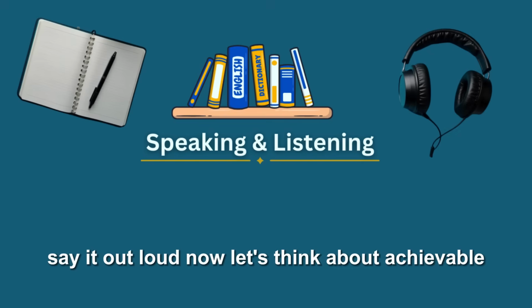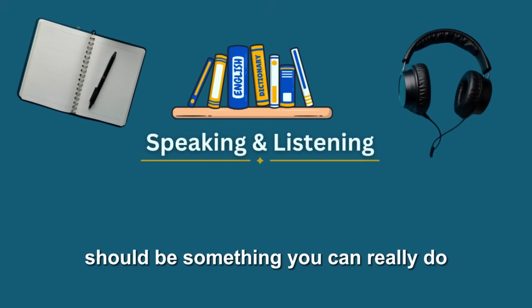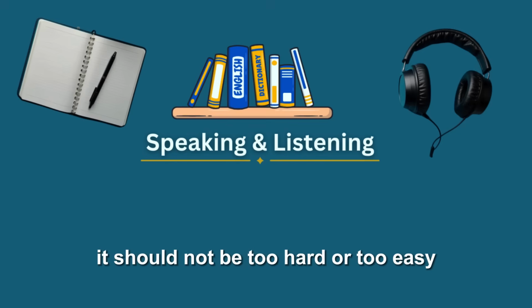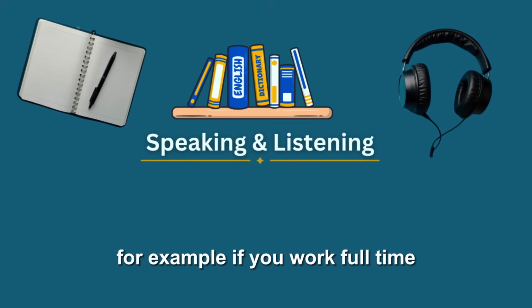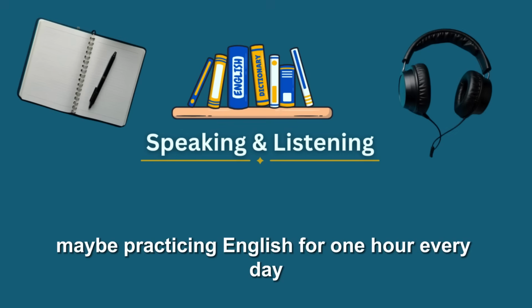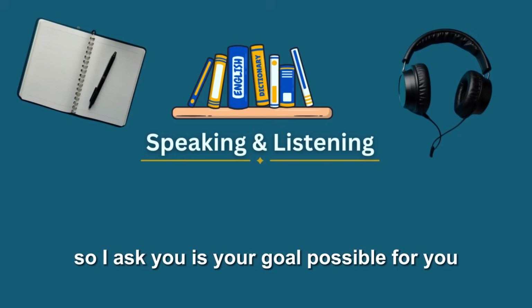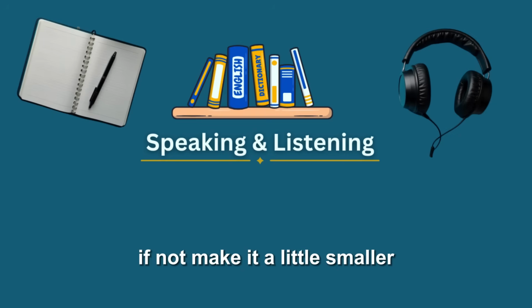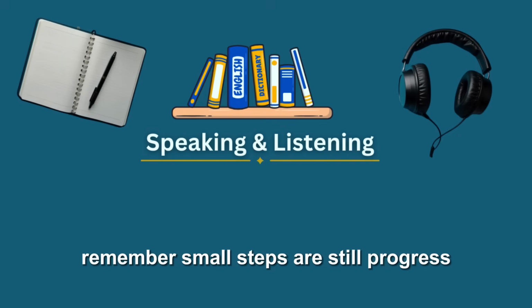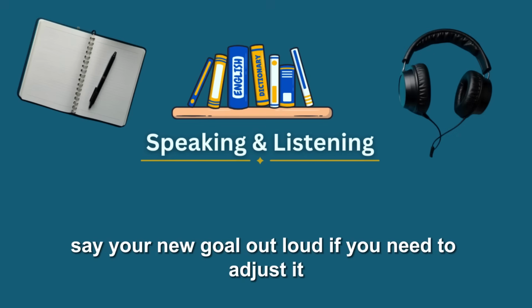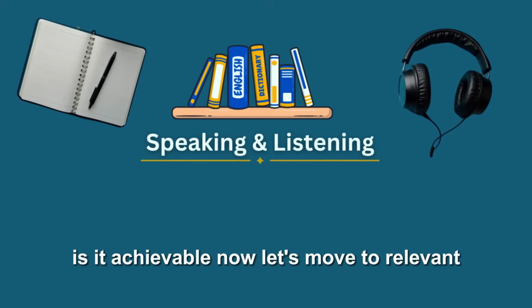Say it out loud. Now, let's think about achievable. This means the goal should be something you can really do. It should not be too hard or too easy. For example, if you work full-time, maybe practicing English for 1 hour every day is too much. But 15 or 20 minutes is more realistic. So I ask you, is your goal possible for you? If not, make it a little smaller. Remember, small steps are still progress. Say your new goal out loud if you need to adjust it. Is it achievable now?